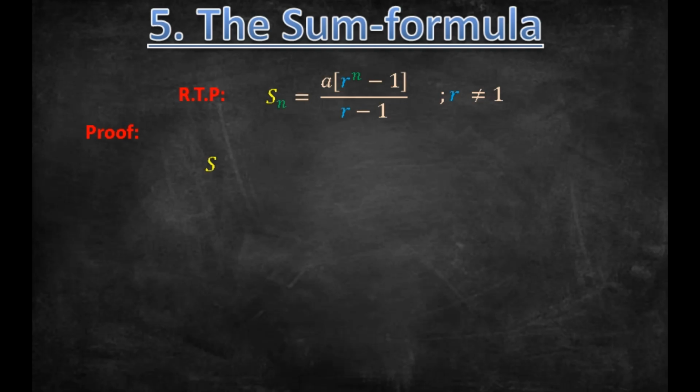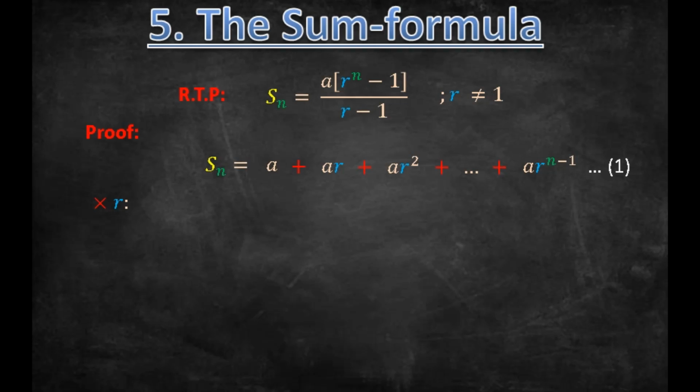So we have S sub n equals A, the first term, plus AR, the second term, plus AR squared, the third term, plus all the way up to AR to the n minus 1. We call this equation 1. The next step is to multiply equation 1 through by r.